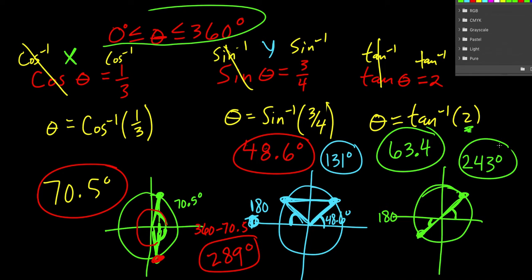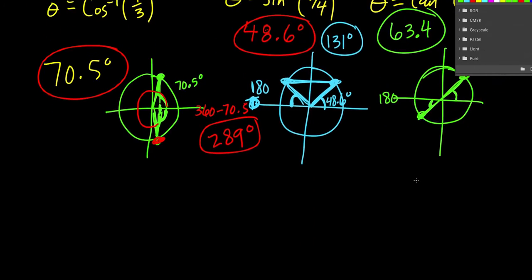Okay, hopefully that made sense. We're going to move on to another example. It says find two angles theta on the unit circle that are in between 0 and 2 pi. So that means we're going to switch to radians when we're finding it this time. So I'm going to write them all out like I did last time.